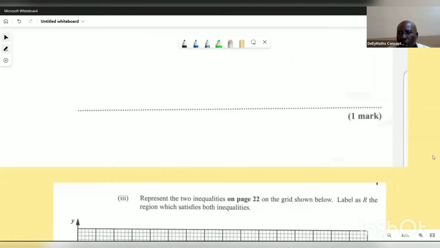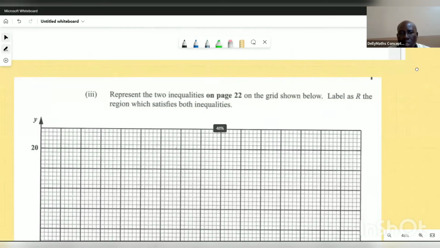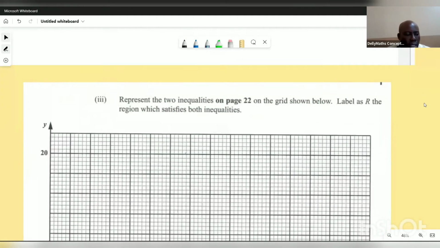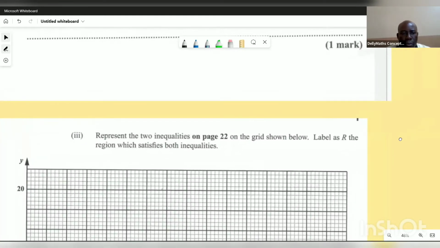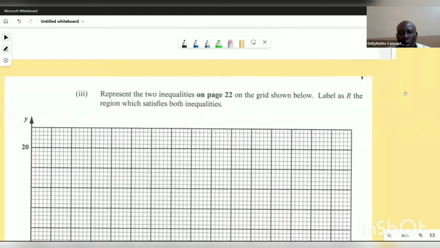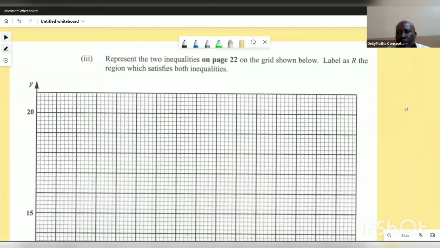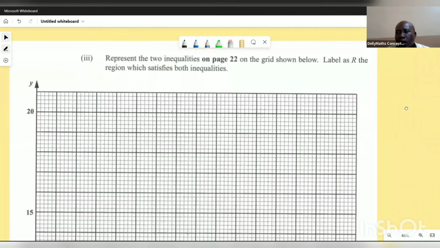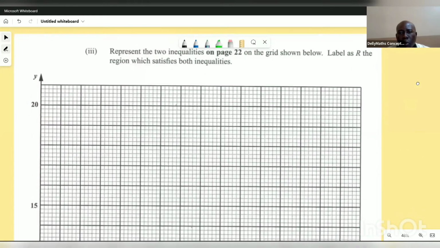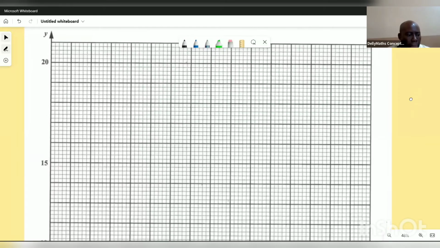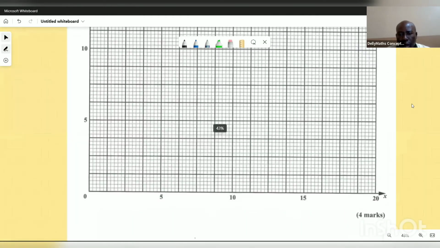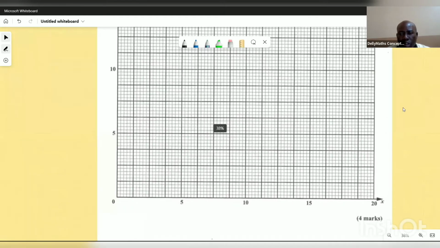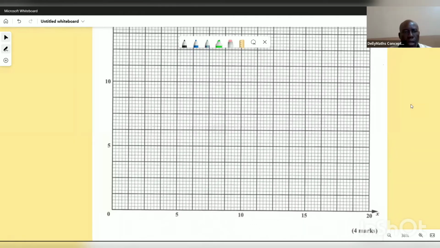Let's go for the next situation. So we get 2 contexts. The question says, represent the 2 inequalities on page 22 on the grid, and label the region that will satisfy both as R. All right, so let us just drop those lines. We're going to have to represent those lines.